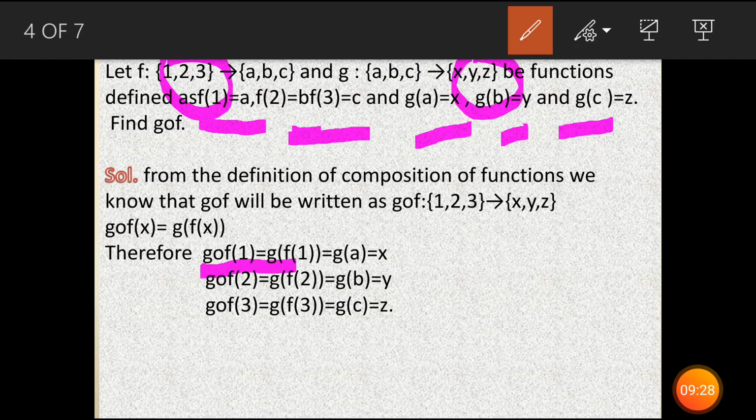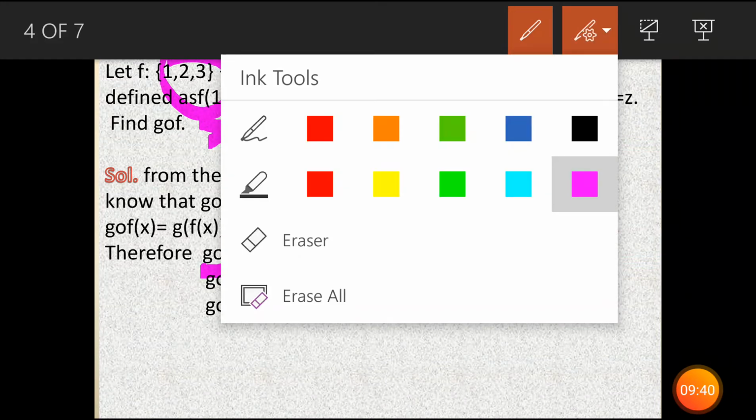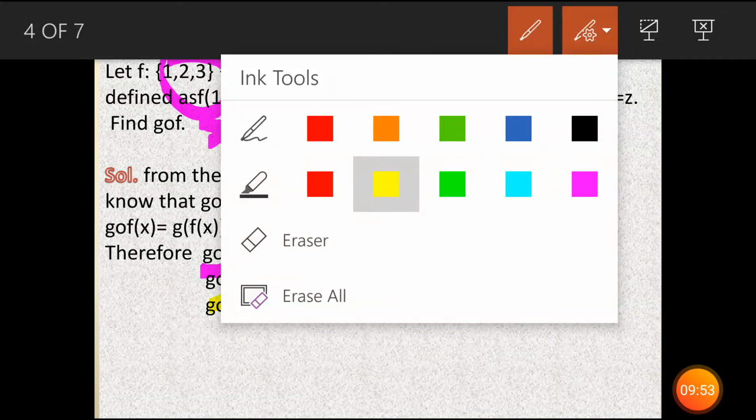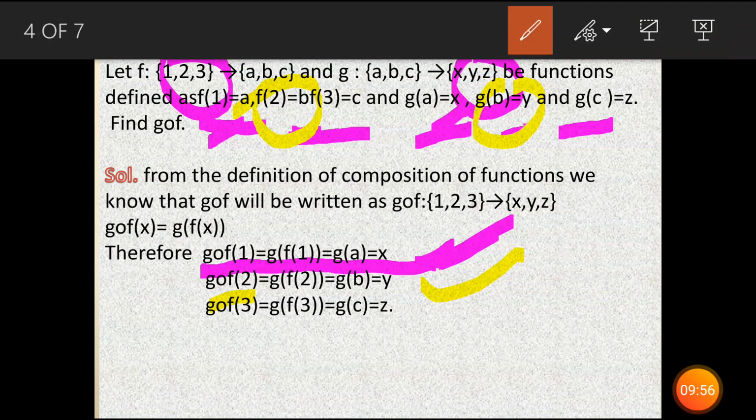So GOF of 1 will be g of f(1). And what is the value of f(1)? It is a. So g of a gives us the result x. Now the second one, g of f(2). The value of f(2) is b, and g(b) is y, so the result is y. Now the third one, g of f(3). The value of f(3) is c, and g(c) is nothing but z. So the result is z.